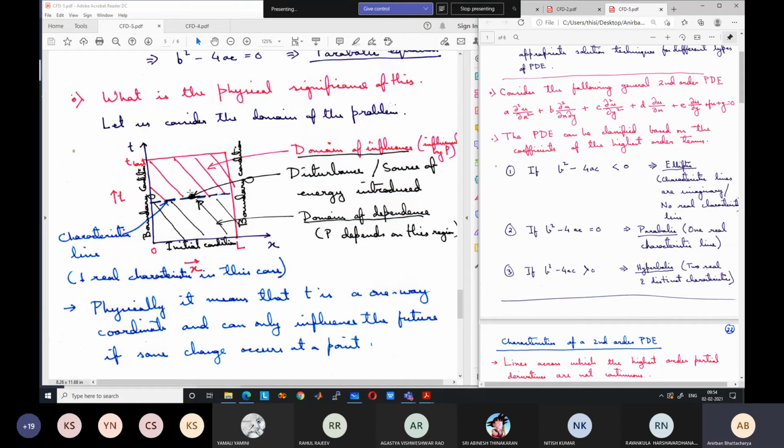Which point's solution can change the value of point P? Sir, the points that occur before the time that is mentioned. Yes, so any point, the temperature at any point along the x direction, but before the time mentioned, before 60 seconds in this case.